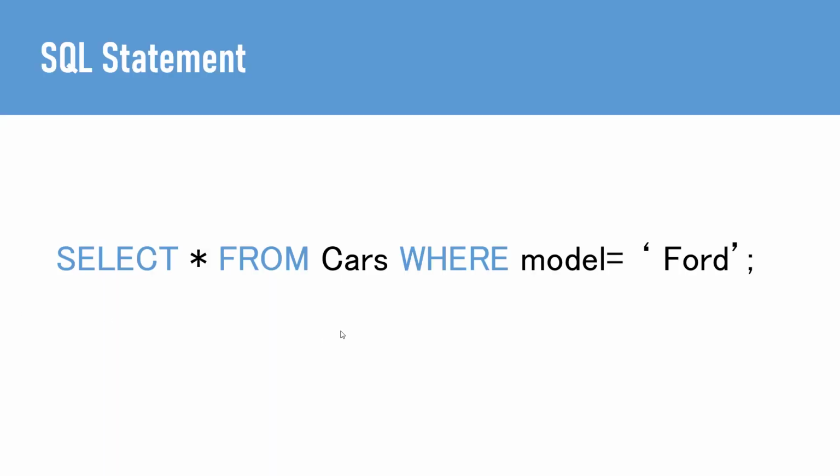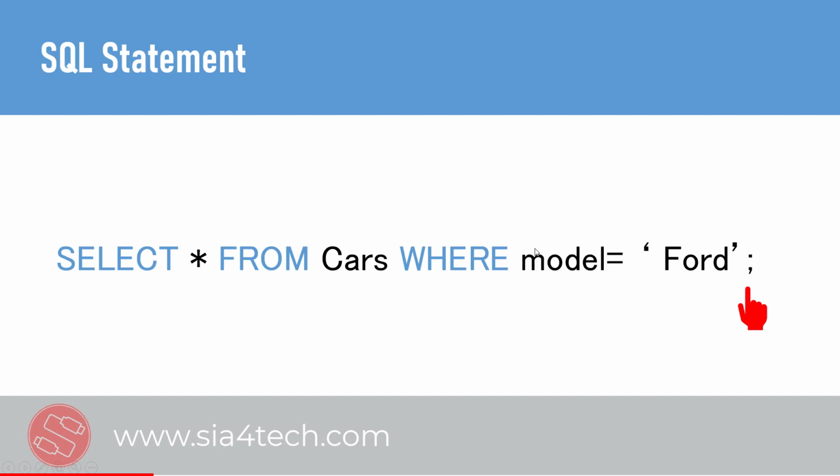An SQL statement in general looks like this line. As you see, it is terminated with a semicolon. The semicolon may not always be required in all contexts and all implementations, but it is usually a good idea to include it. In this example, we have a select statement that retrieves rows from the cars table where the model column is equal to the value of a literal string Ford.